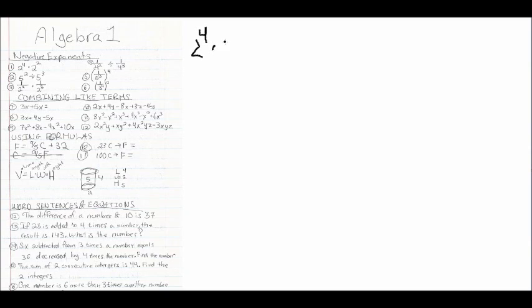So question number 1 is 2 to the 4th power times 2 to the 2nd power. What we're looking for is to see if the whole numbers are the same. As you can see, they're the same. We have 2 and 2. Since they're the same, all we have to do is simply put the 2 and add the 2 exponents.